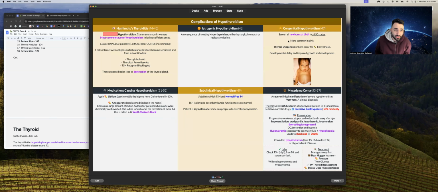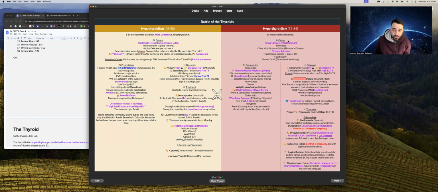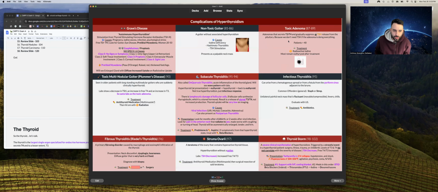Hashimoto's thyroiditis, autoimmune hypothyroidism, radioiodine uptake, treatment for fibrous thyroiditis, Riedel's, steroids. What is this? I don't know. Oh, come on, it's plumber's disease.